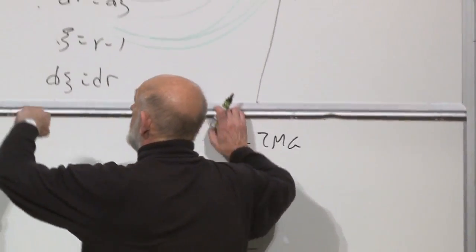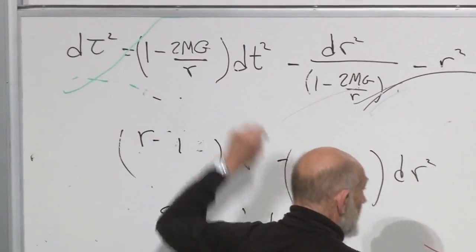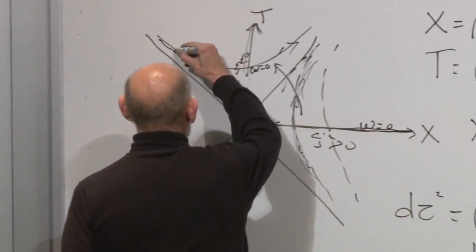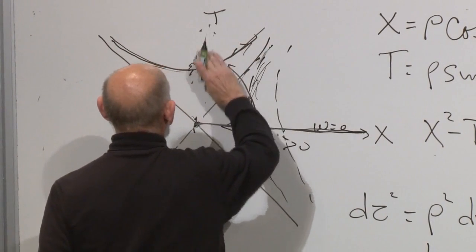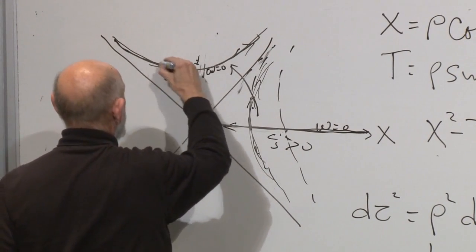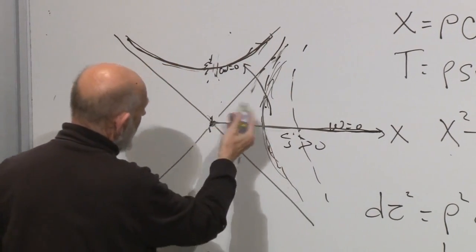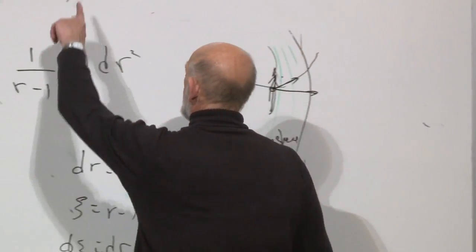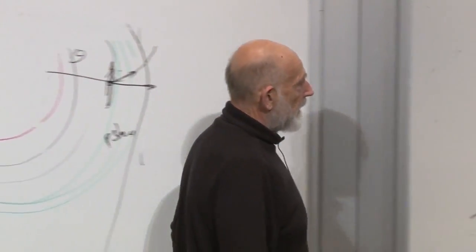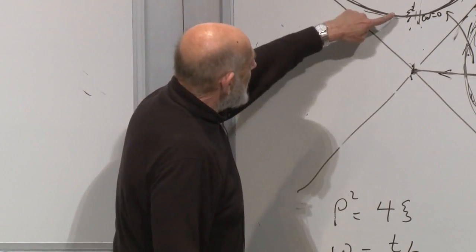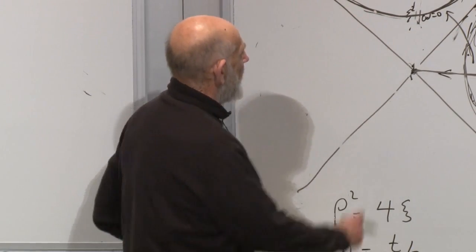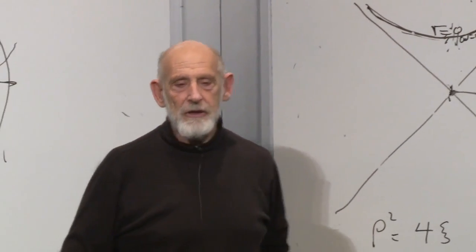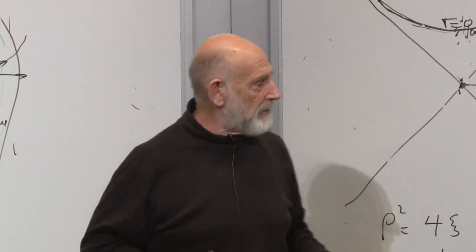When r is equal to 0, something else is happening. Where is r equals 0? r equals 0 is over here. You're behind the horizon, interior to the horizon. This thing has changed sign. And guess what? The singularity at r equals 0 is not a place, it's a time.